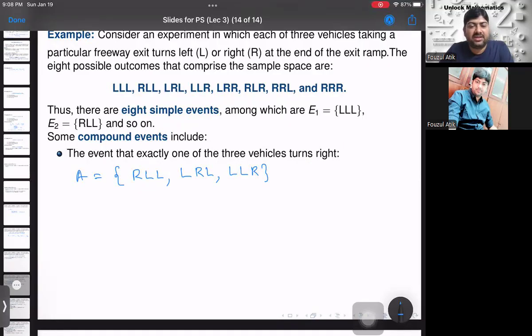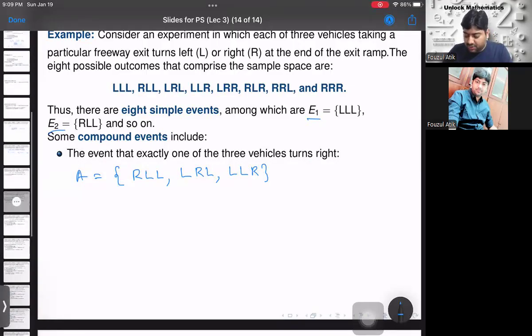So now look at this event. It has more than one outcome, right? So this event is a compound event, whereas the events E1, E2, all of them were simple events. Clear? Let me move to another example of a compound event.